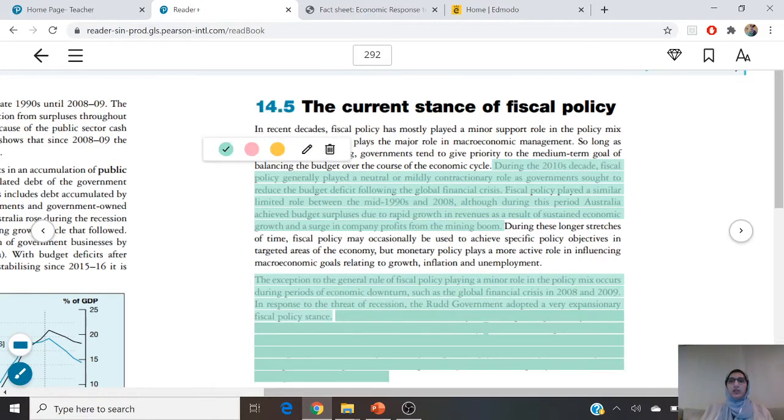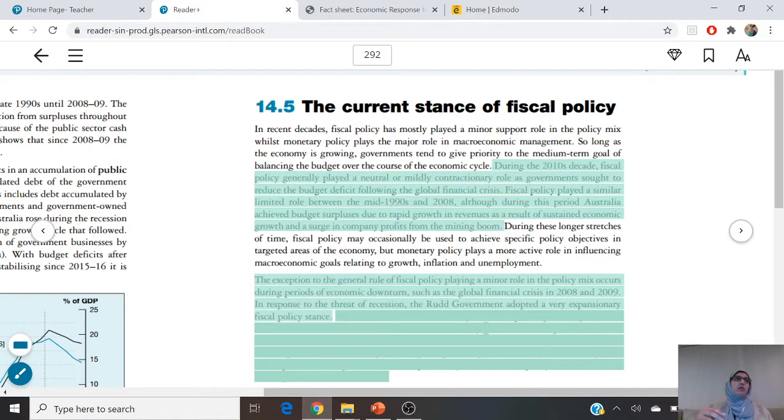During the 2010s decade, fiscal policy generally played a neutral or mildly contractionary role. Along with that, another thing to keep in mind is that it's a lot easier for the government to implement monetary policy than fiscal policy, because fiscal policy is mainly added in the budget and it requires a lot of money, a lot of rules and regulations. Monetary policy, you just really need to increase or decrease interest rates. That's just to do with the RBA, and the RBA really just manages that very well. And that's what the RBA has been doing, right?